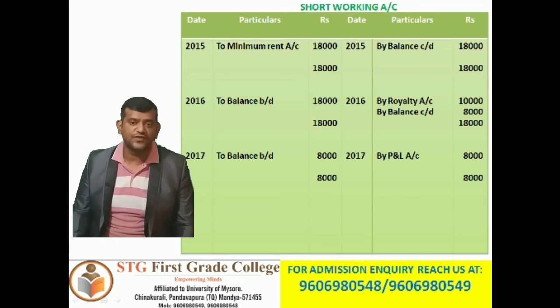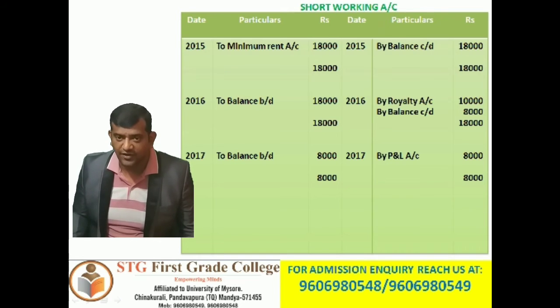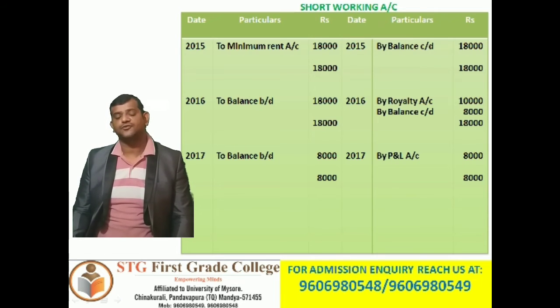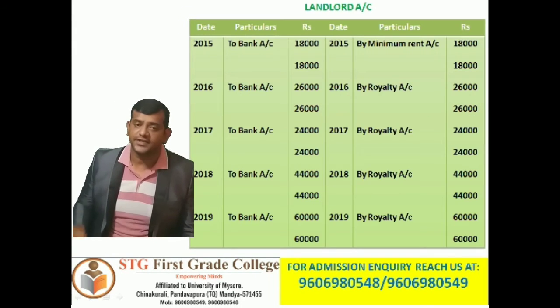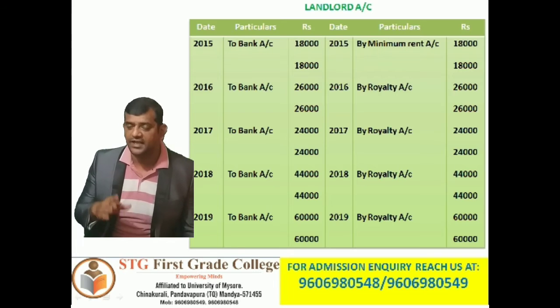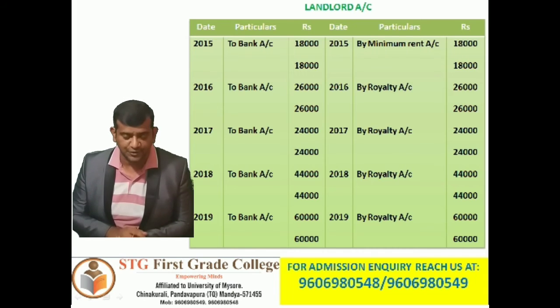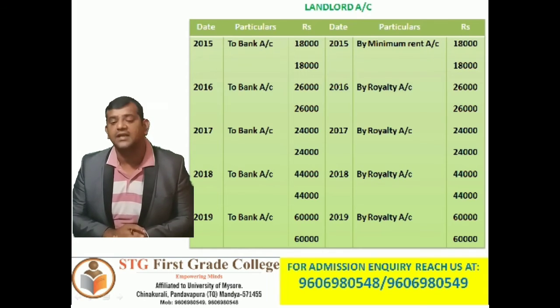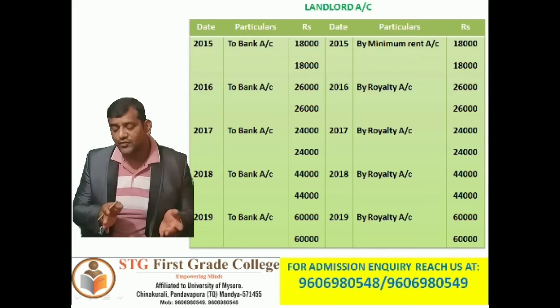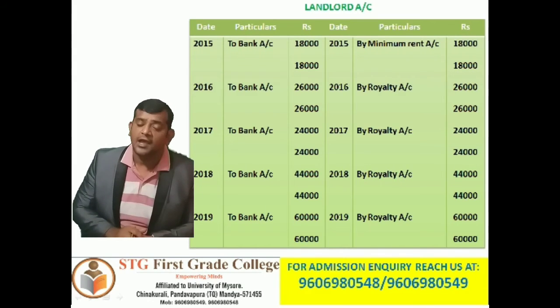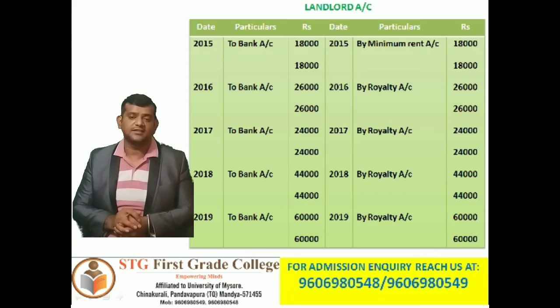So let us move further towards a landlord account. So open a landlord account with 6-column table, that is date, particulars, rupees, date, particulars, rupees. So 2015 to bank account 18,000 rupees, since that was a minimum rent. So there was a short working of the entire 18,000. So credit side 2015 by minimum rent account 18,000 rupees.